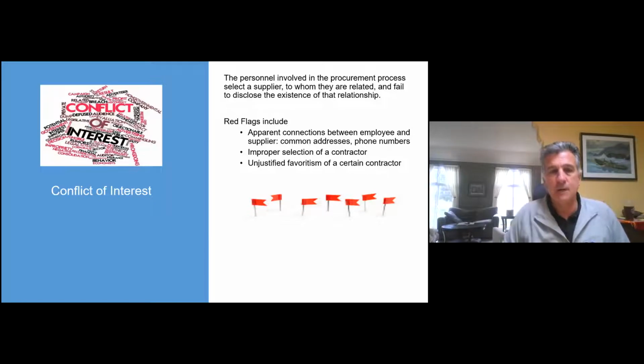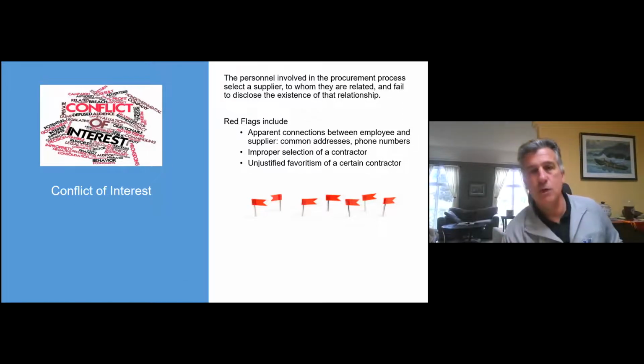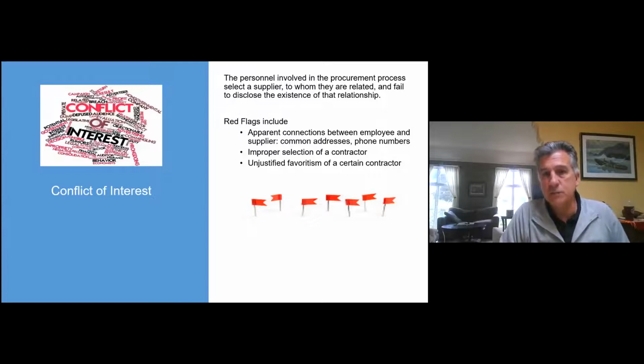Just something that it has been an issue in the past with UCSF, conflict of interest. This is where someone in the procurement process selects a supplier to whom they are related, and they fail to disclose the existence of that relationship. Red flags for this might include apparent connections between the employee and the supplier, such as common addresses, common phone numbers. There's an improper selection of the contractor, and also unjustified favoritism for that certain contractor.